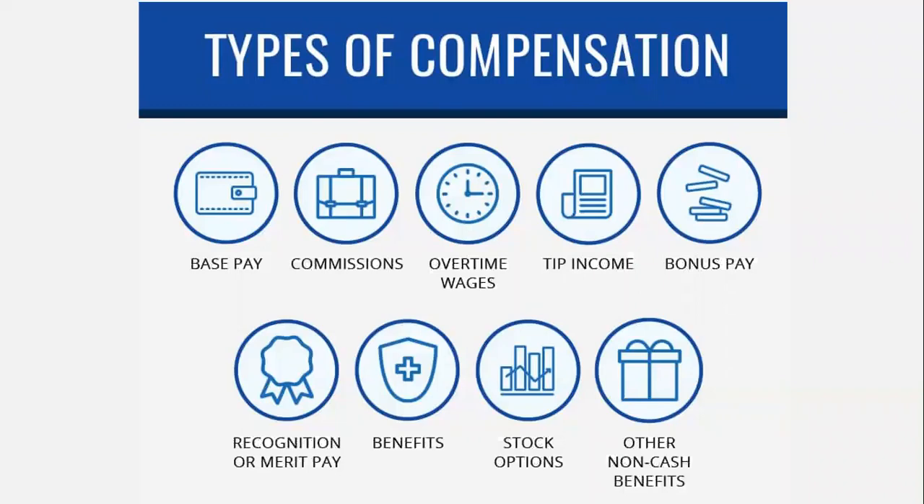If it's not, here I'm going to let you know some types of compensation. These are some extra things for you to feel better working in the company where you're going to work. Some examples of types of compensation are base pay, commissions, overtime wages, tips or tip income, bonus pay, recognition or merit pay, benefits, stock options, and other non-cash benefits that you can calculate into money.